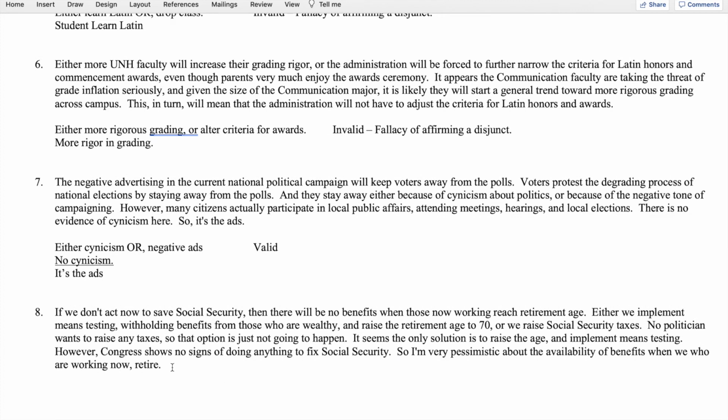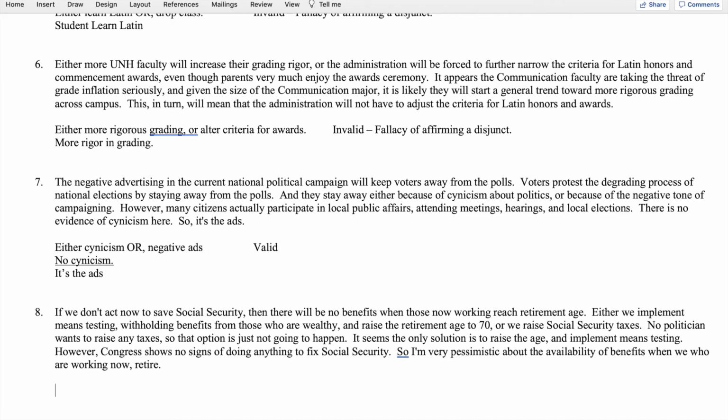So you may have already recognized we have both a conditional argument and a disjunctive argument. We have the conditional statement: if we don't act to save Social Security, then there'll be no benefits when those who are now working reach retirement age. We also have a disjunctive statement: either we implement means testing, withholding benefits, or we raise Social Security taxes, okay? So let's actually construct both of these arguments into standard logical form.